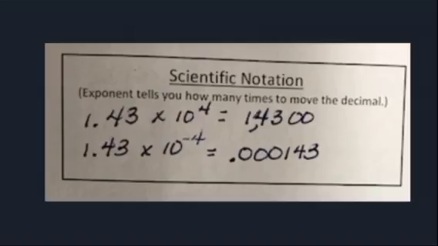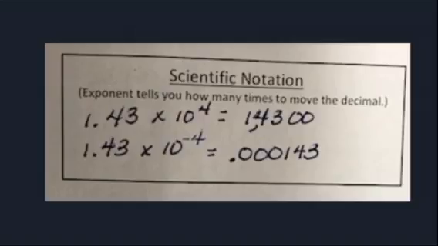Our exponents tell us how many times to move the decimal. So in my first example, I have 1.43 times 10 to the fourth power. Since that exponent is positive, that means I'm moving my decimal place 4 places. Remember, the 4 doesn't necessarily relate to how many zeros, it relates to how many decimal places we move. So if my decimal is behind the 1, and I move it 4 places, then I still have 2 empty spots, and that's where I put my zeros. So my answer is 14,300.